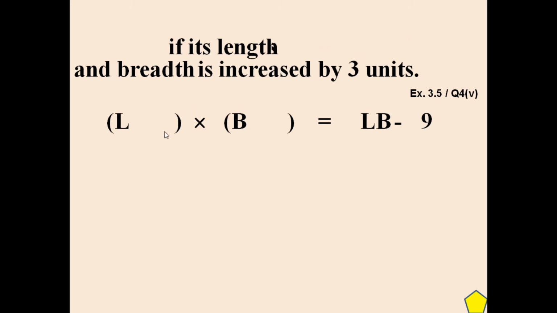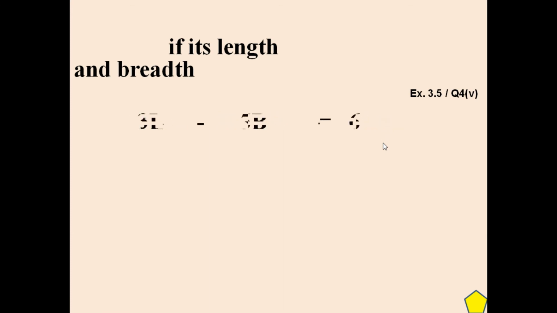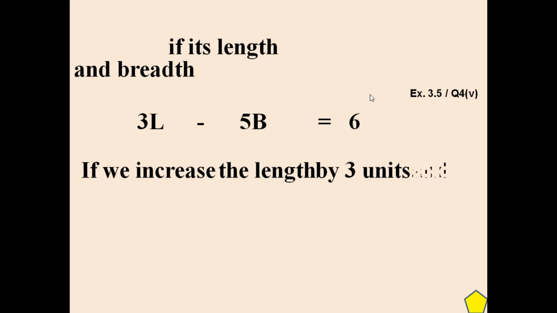The length is reduced by 5 and the breadth is increased by 3 units. Now this becomes an algebraic expression, the product of a binomial here and a binomial here, where L and B are the variables. So we multiply them and we get this. Once we get this, we can see that there is an LB and LB on both the sides, which can get cancelled to each other. So the equation stays as this much, which is the first equation.